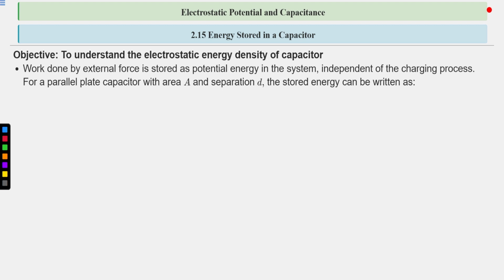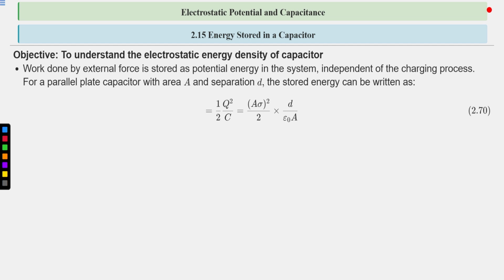Work done by external force is stored as potential energy. So the work we are doing externally is stored as potential energy in the system, independent of the charging process, that is, how we are charging. It depends only on the initial charge and final charge on the capacitor, not on the charging process.